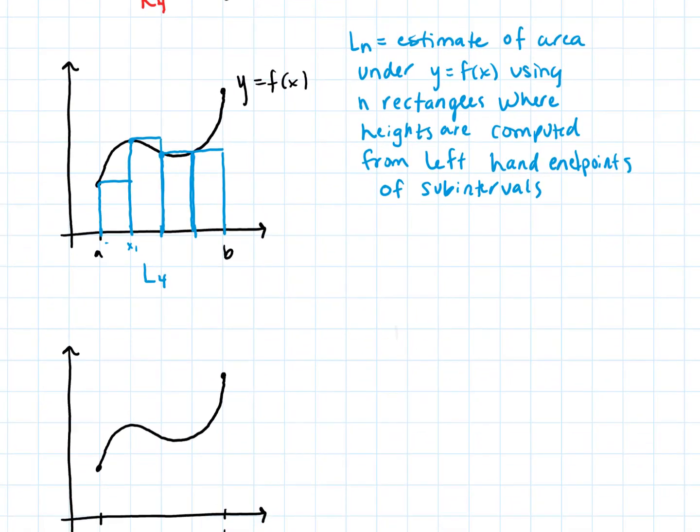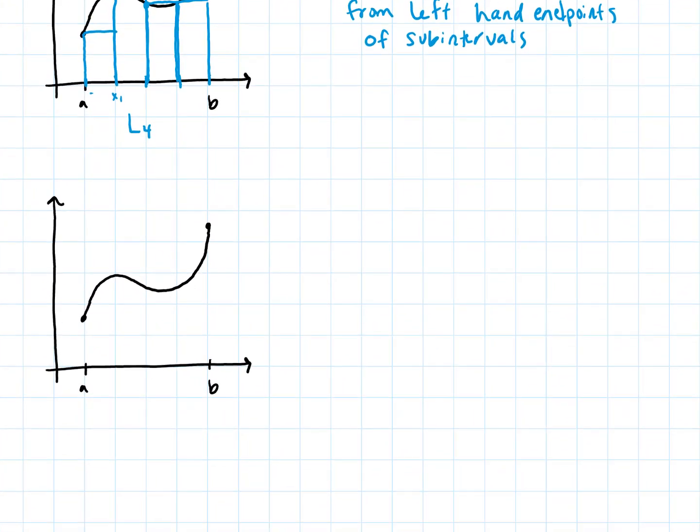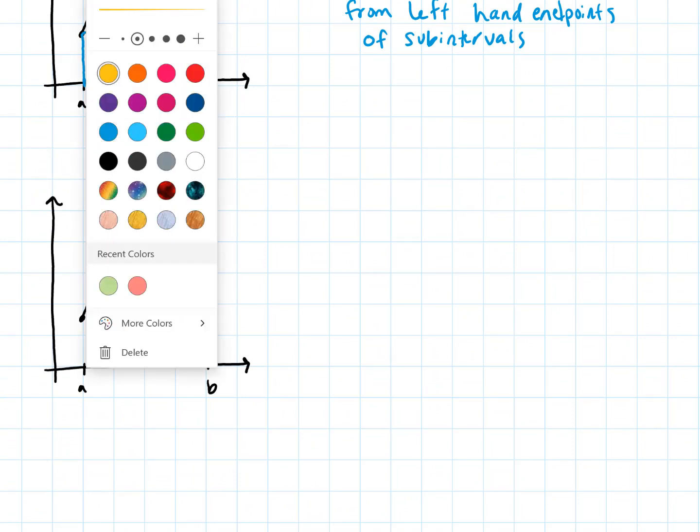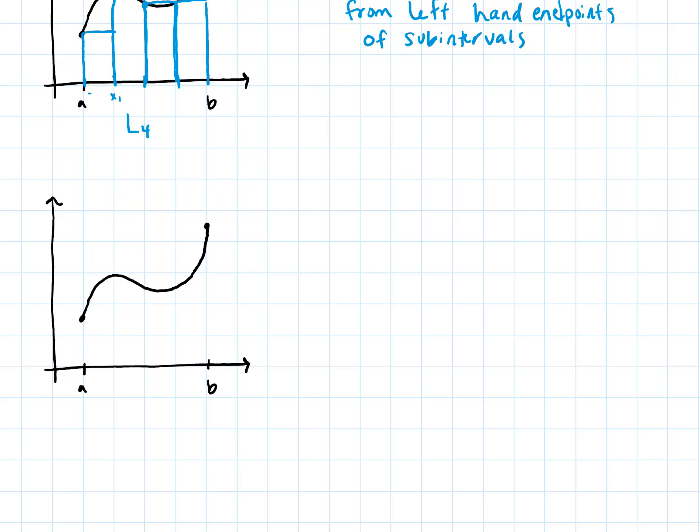And there is one last one, and we hadn't had a chance to talk about this on the last video. There's actually an infinite number of ways to build your rectangles, because you could literally pick an infinite number of different points along each subinterval. But the three that are most commonly used are the left-hand endpoints, the right-hand endpoints, and the third one, which we're going to define right now, M sub n.